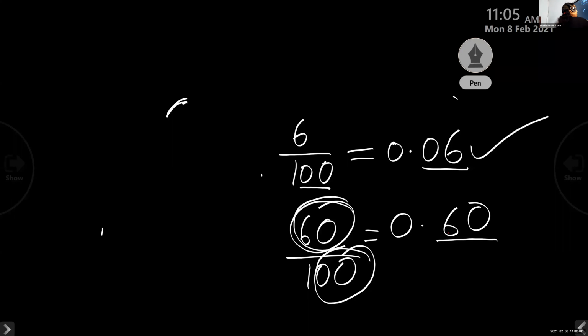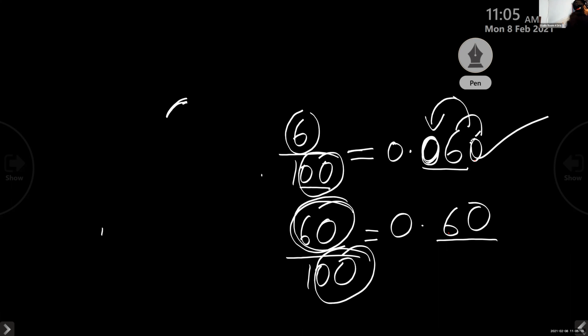So children, here we have 2 zeros in the denominator. Here we have only 1 digit. What do we have to do? We have to add 1 zero to the left side. Don't add 0 to the right side, otherwise it will become 60. But we have only 6. So 06 is the same as 6 only. So you have to add 0 to the left side. Is that clear?